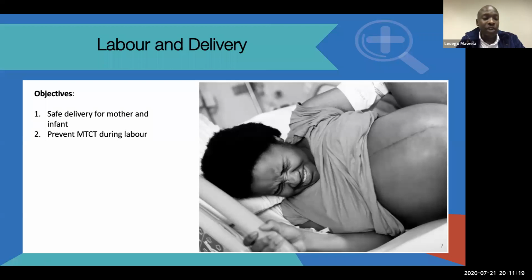The second objective is to prevent mother-to-child HIV transmission during labor. So the HIV prevention component is not the first priority. The first priority is to make sure that both the mother and the baby, at the end, are alive and well. And as we discuss PMTCT, it should not be separated from the general obstetric care that might need to be given to both the mother and the child.